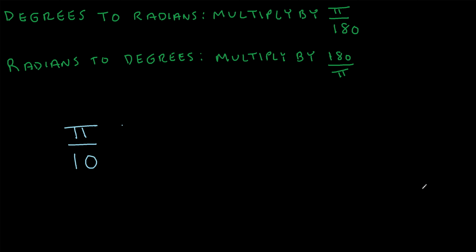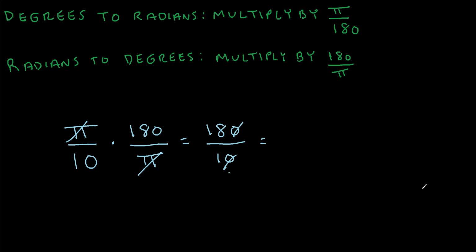Let's try another one. Let's say we have pi over 10. How can we convert this radians to degrees? Well, we multiply by 180 over pi. So let's do that. Times 180 over pi. Once again, this pi in the numerator and this pi in the denominator will just cancel out. So we'll be left with 180 divided by 10. So 180 divided by 10, these zeros will go away and we'll just be left with 18 over 1, or 18 degrees. So pi over 10 in terms of degrees is 18 degrees.